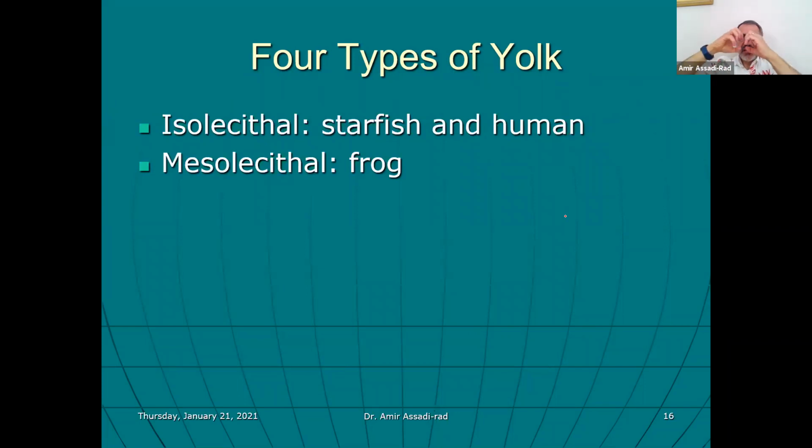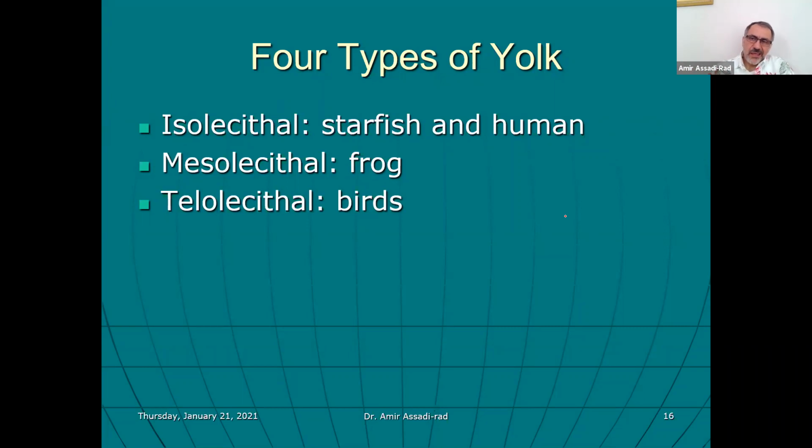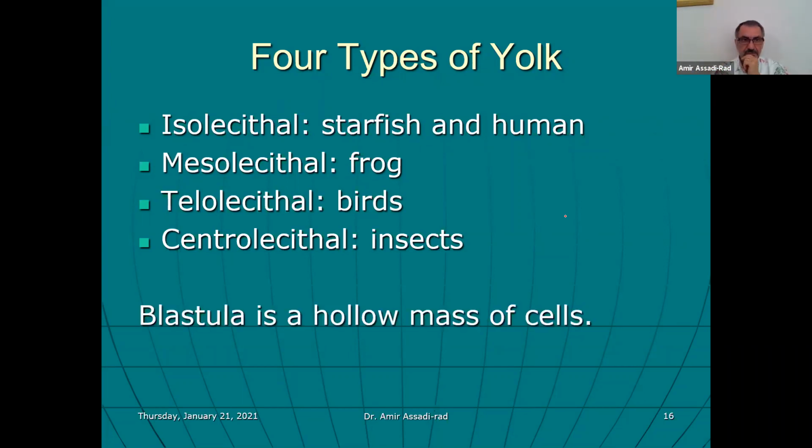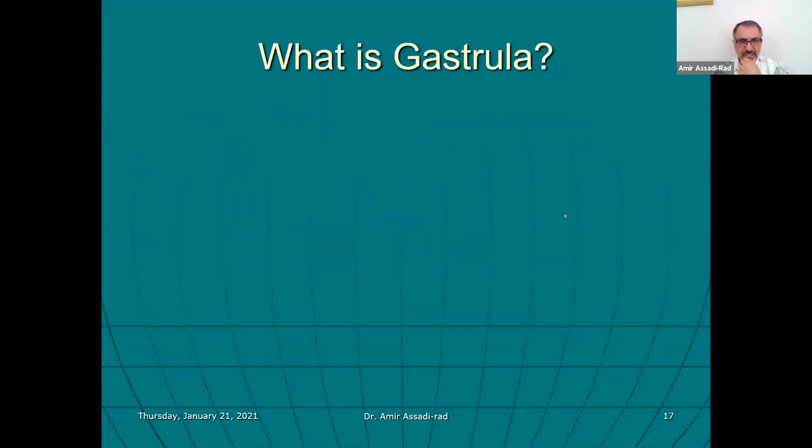Mesolecithal: the cytoplasm and the yolk are in moderate amounts, okay? Telolecithal, like birds, they have a lot of yolk, and the cytoplasm is there too. And centrolecithal, like insects, the yolk is in the center, just like I talked about, and the cleavage occurs around the cell. Blastula is a whole mass of cells, I'm giving you the definitions, and blastocoel is the space inside of the blastula.